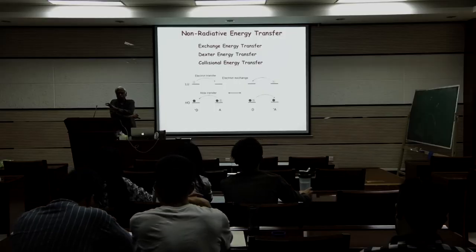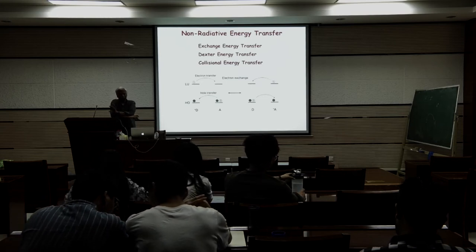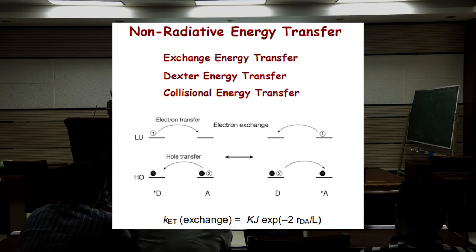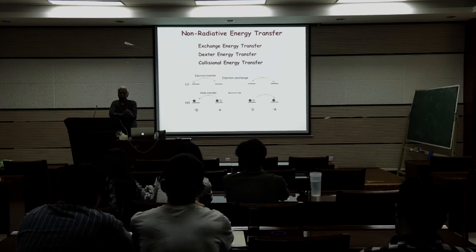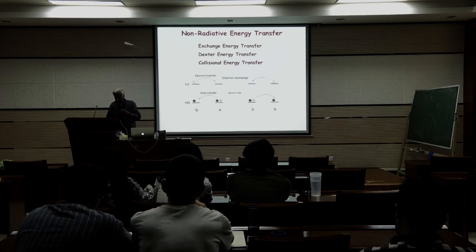In the exchange energy transfer, Dexter is a person's name. He is the one who put together a theory about exchange energy transfer, therefore it is called Dexter energy transfer. It is called collisional energy transfer because for it to happen, two molecules have to collide. If these two molecules do not come and hit each other, there is no energy transfer. So the collision is very important. It is called exchange energy transfer because the electrons of this molecule and that molecule get exchanged. So all three names describe the same phenomenon.